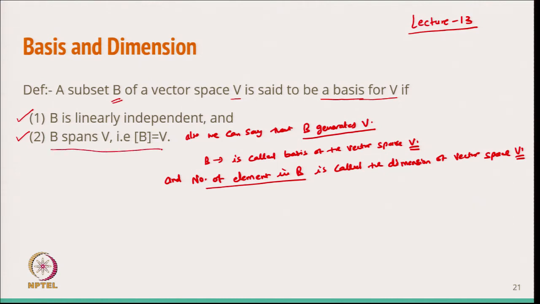So, let us do this. Let us take one example. Suppose I just take the vector space as V3, that we are taking as R3. In this case I take a set B made up of, suppose, 1 1 0, 1 0 1, and then 0 1 1. So, I just take 3 elements in B.